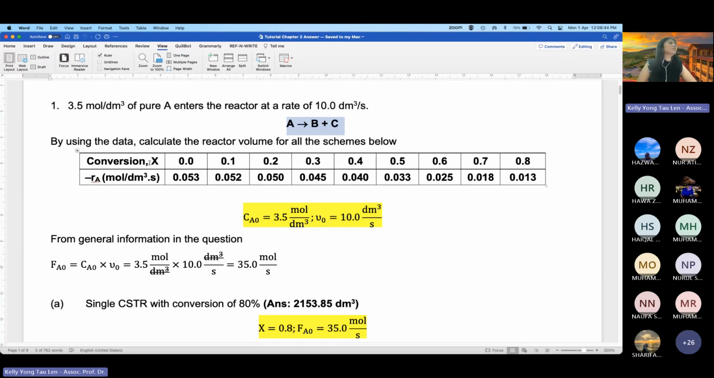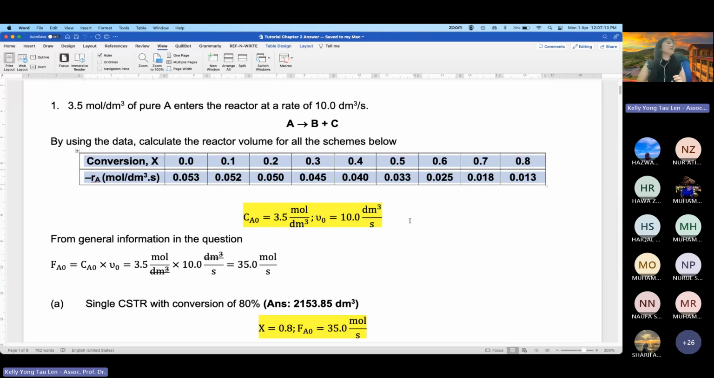Okay, so they give you the table, right? So you have learned in chapter 2, right? When we are given the information of X and minus RA, we can use this to calculate the volume of the reactor, PFR or CSTR. Okay, so remember this information can be in the form of table or it can be in the form of a plot. Okay, so we learned the Levenspiel plot, right? But this question is just in the form of table, right? So we understand the table.